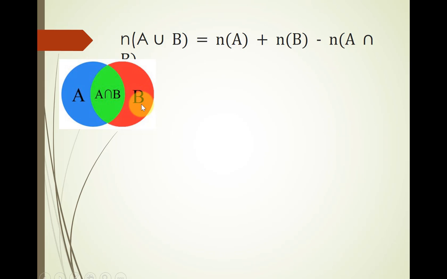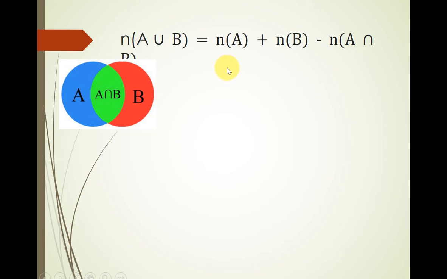Sorry, I made a mistake. The number of elements in A is not the blue. The number of elements in A is the blue and the green, because A is here. So it's the number of elements in A plus the number of elements in here. And what about the number of elements in B? Where's that? That's the number of elements in here. So that's the number of elements in B plus the number of elements in the intersection.